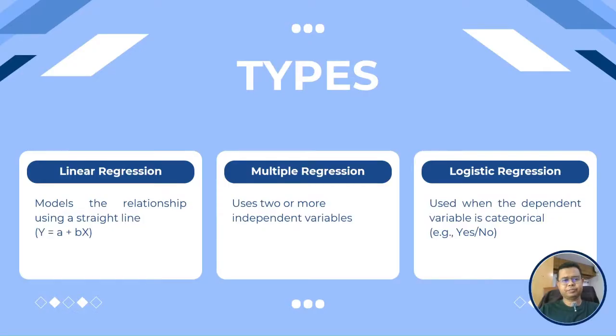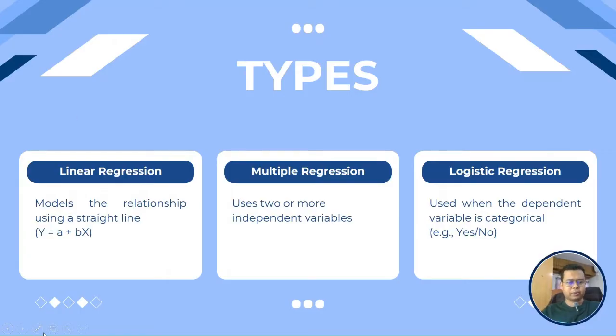So next, how many types of regression? Actually, there are lots of types of regression. Among them, the most popularly or widely used regression analysis is number one, linear regression, number two, multiple regression, and number three, logistic regression. So what is linear regression? In the linear regression, actually you will have one independent variable and one dependent variable.